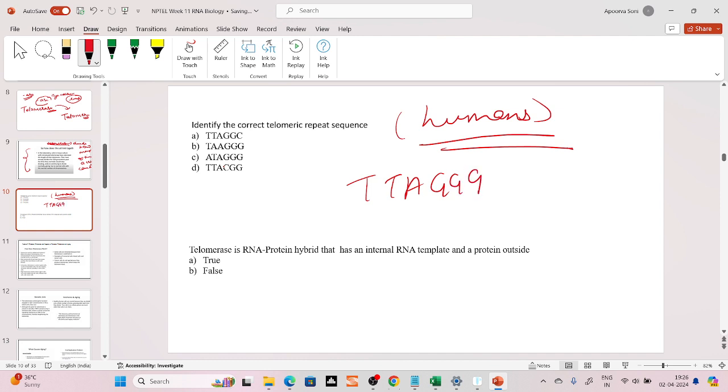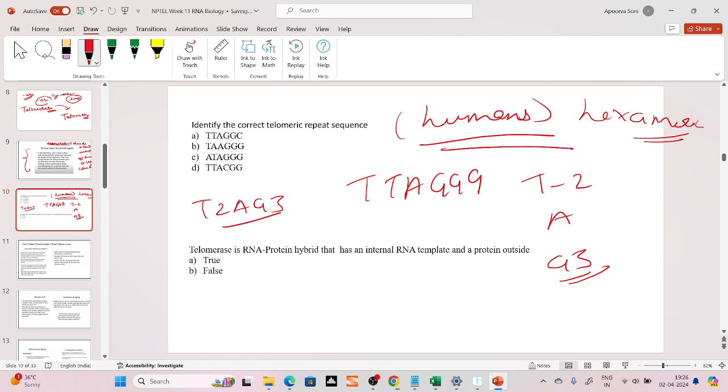So the correct answer is TTAGGG. How to remember it? T2AG3. Like this, you can remember because there are two T's and three G's. Always remember this is a 1, 2, 3, 4, 5, 6 hexameric sequence, that means there are six nucleotides. 2T, 1A and 3G. T2AG3, or T square A G cube. Like this you can remember.